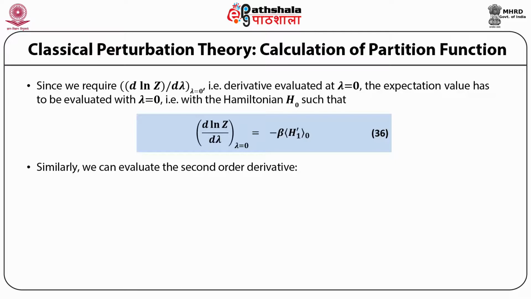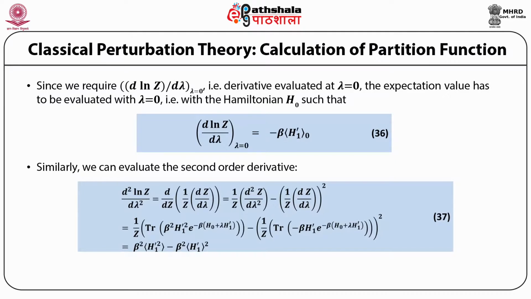Similarly, we can evaluate the second order derivative. The second order derivative of log of Z with respect to lambda is equal to d by dlambda of 1 upon Z dZ by dlambda, which is equal to 1 upon Z d2Z by dlambda square minus 1 upon Z into dZ by dlambda whole square, which is equal to 1 upon Z trace of beta square H1 dash square e raised to power minus beta (H0 plus lambda H1 dash) minus 1 upon Z trace of minus beta H1 dash e raised to power minus beta (H0 plus lambda H1 dash) whole square, which is equal to beta square multiplied by the expectation value of H1 dash square minus beta square multiplied by the expectation value of H1 dash, squared.